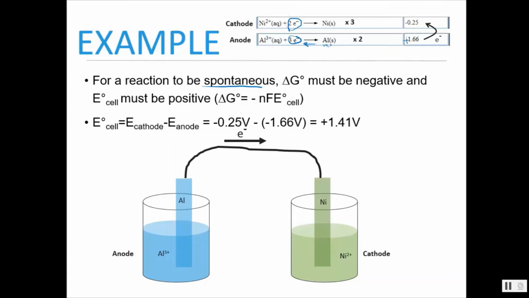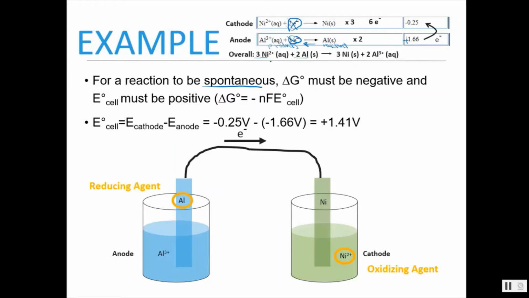So this would be my reactant, and these would be my products. So then overall, what we have is 3 Ni2+ and 2 Al. Again, here are my reactants, going to 3 solid nickel and 2 Al3+. Those 6 electrons that we had are going to cancel.